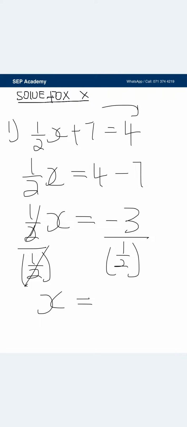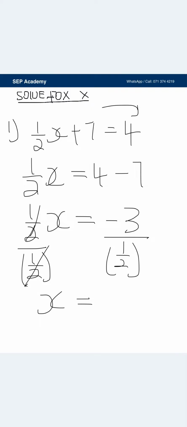Then you have that negative 3 over a half, which might end up as negative 6. But you can punch it on your calculator, or you can just work it out where you say negative 3 divided by a half, and then you multiply where you swap the 1 and the 2, and it ends up giving you that final answer of negative 6.